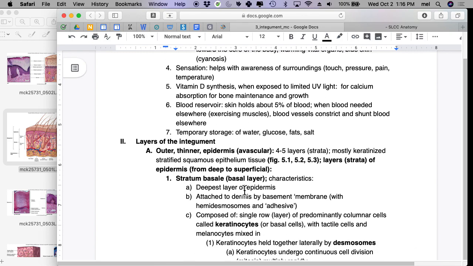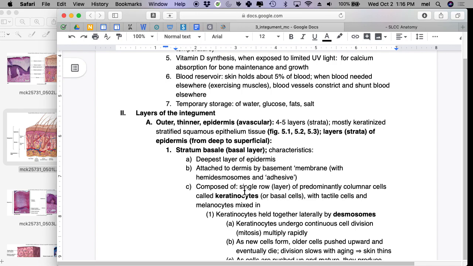Okay, and then your skin also does vitamin D synthesis. When you get exposed to limited amounts of UV radiation, meaning you do not need to tan for this to occur, then you activate a form of vitamin D, and vitamin D is necessary for absorption of what?